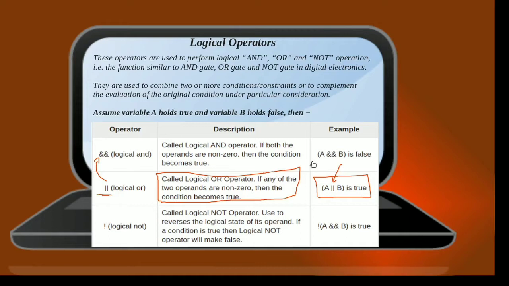Now, as we have already seen, variable A is carrying a value of true and variable B is carrying a value of false. Now, in order for the logical OR to produce a result of true, the requirement is that any one input should be true. Now in this case, since A is true, that's why the result is also true.